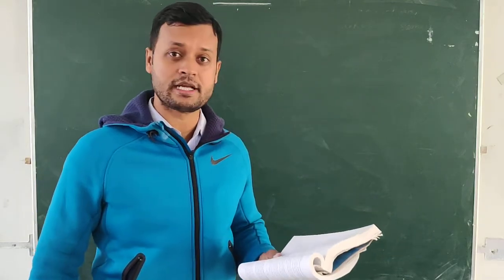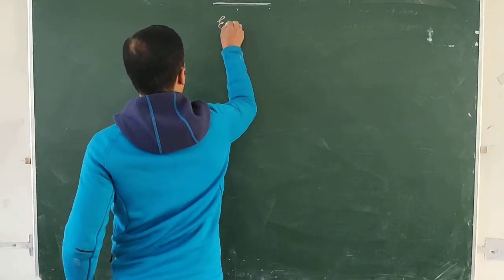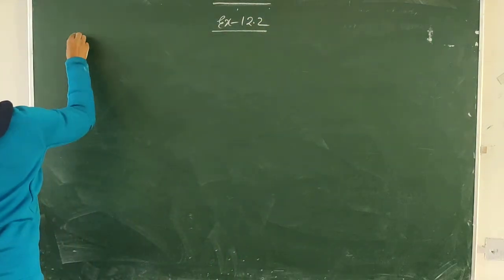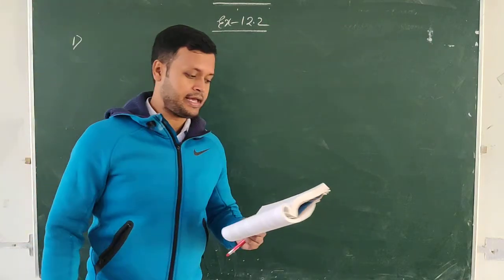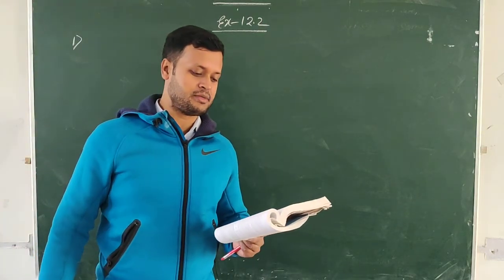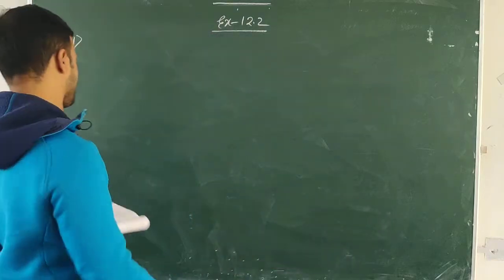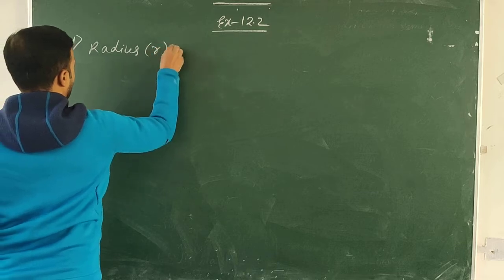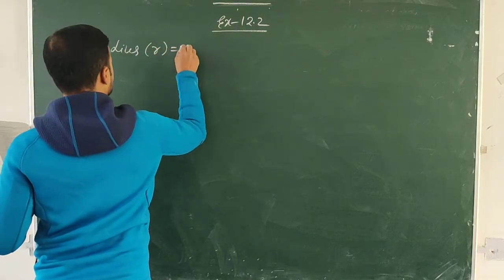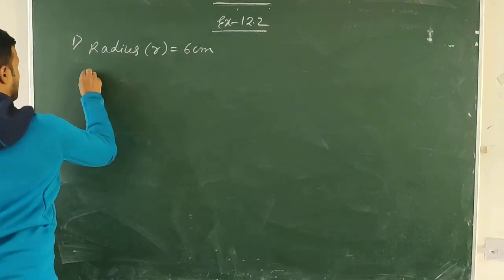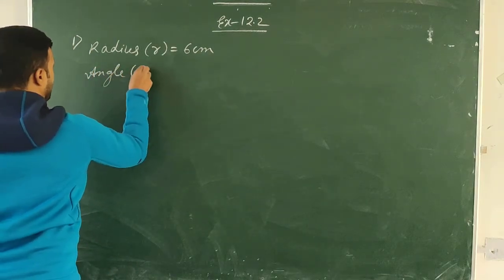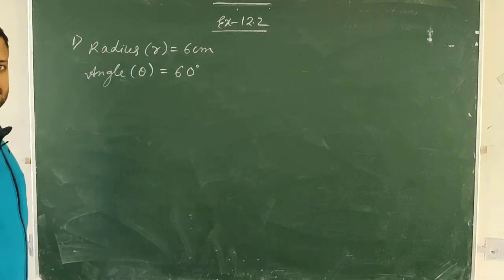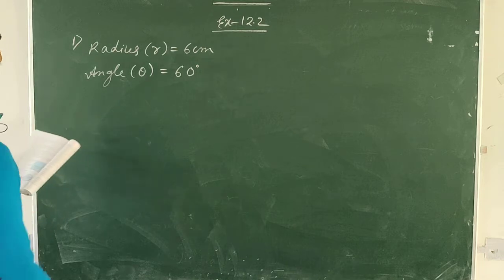Then let us continue with exercise 12.2. Find the area of the sector of a circle with radius equal to 6 cm if the angle of the sector is 60 degrees. Radius is given, 6 centimeter. Angle is given to you. Let us find out the area of the sector.